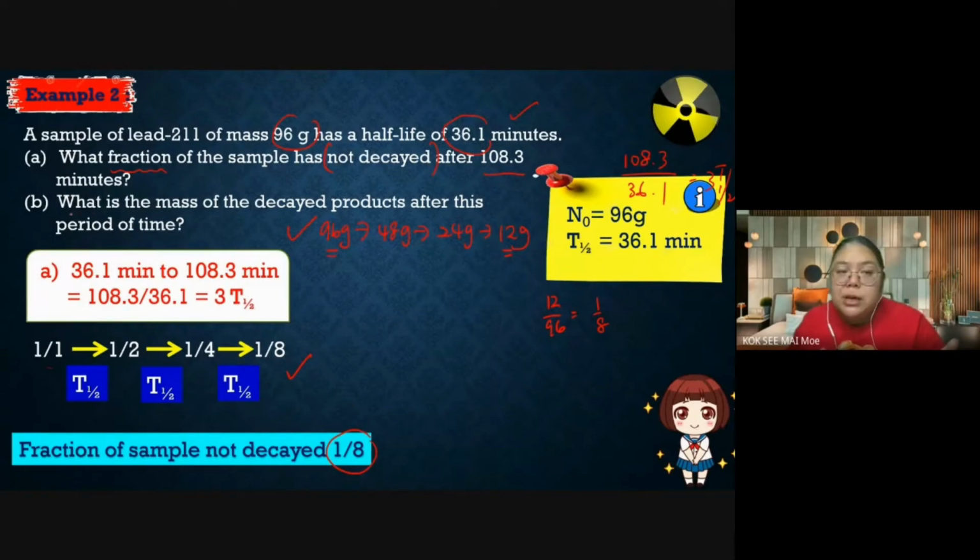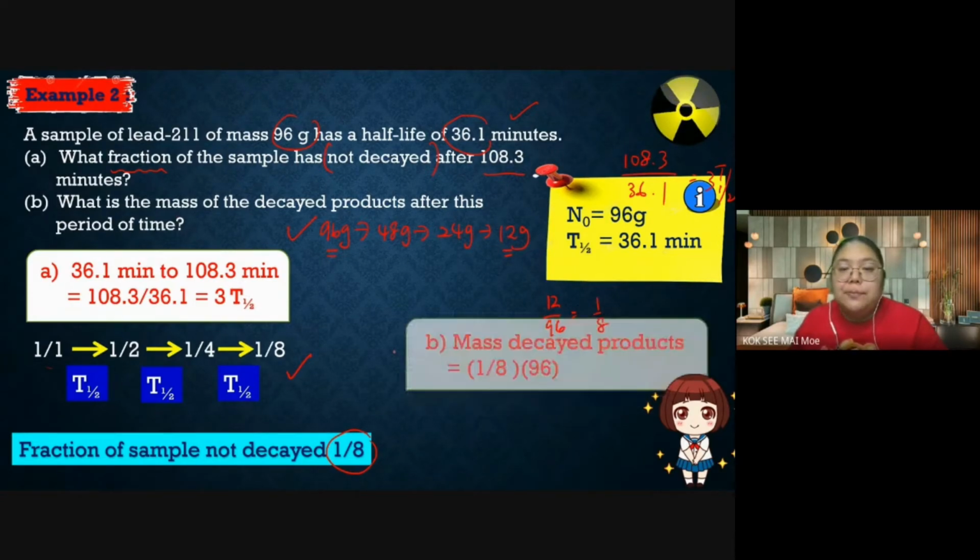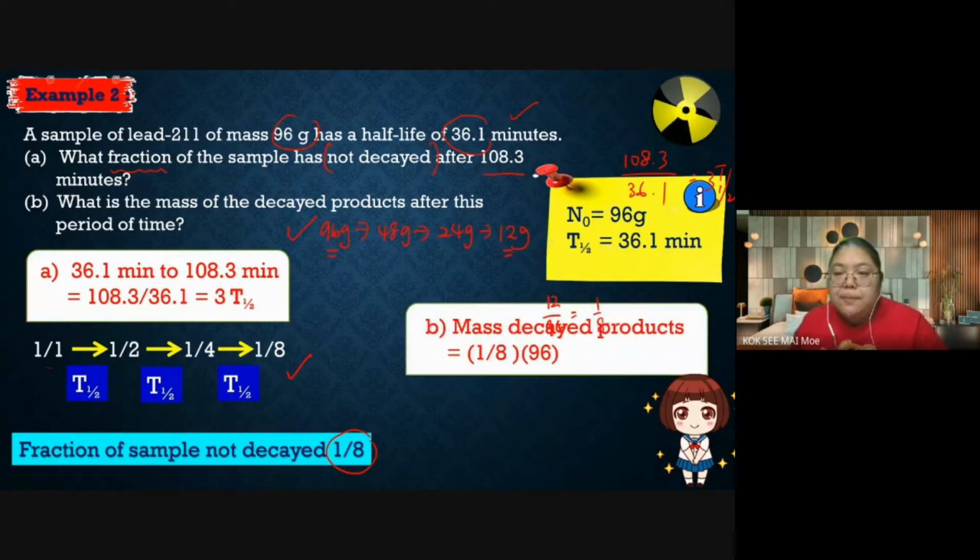Okay, then we go to B. What is the mass of the decay products after this period? So you can see B, they asked about this one. Just now I showed one. So the B is, okay, the mass of decay products is what?